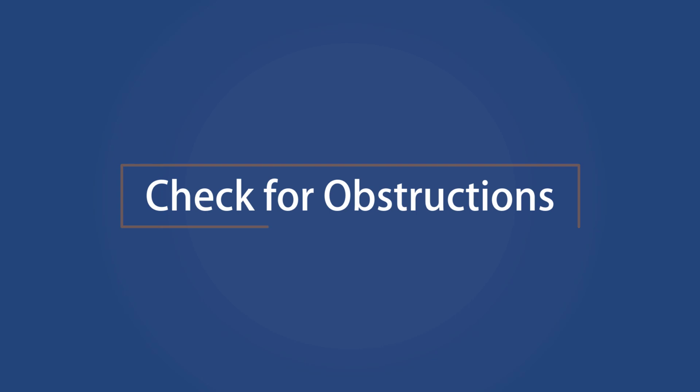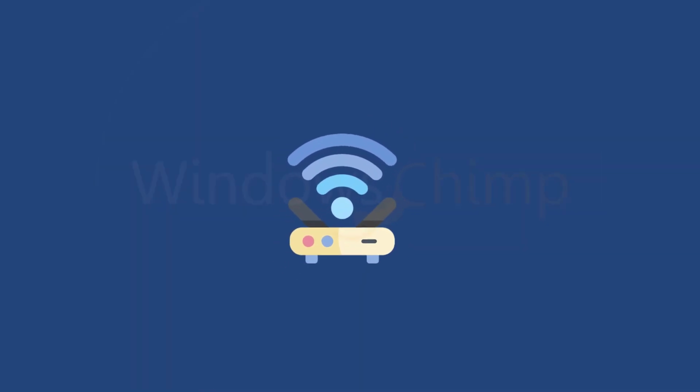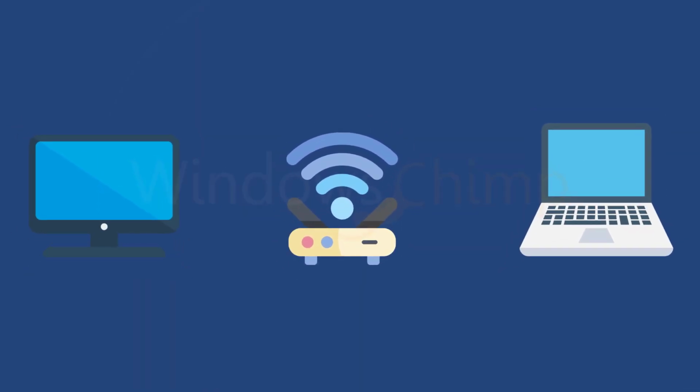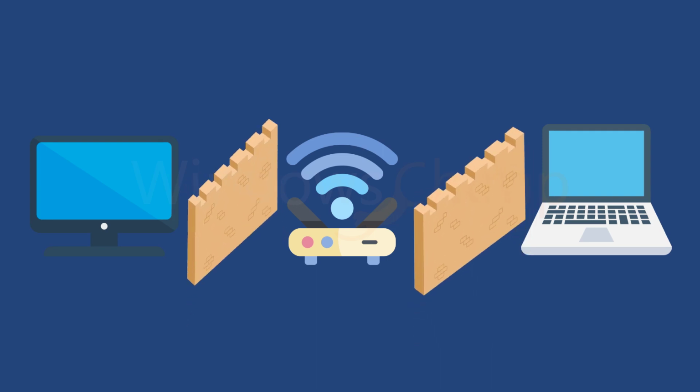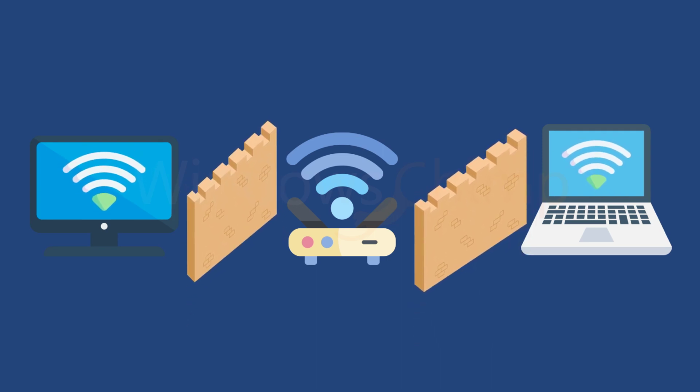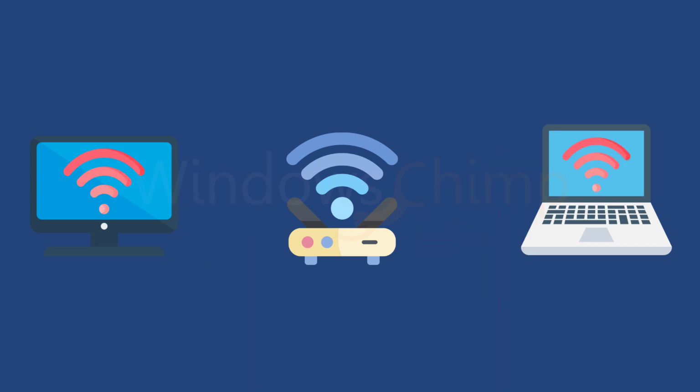Check for obstructions. Physical obstructions can also interfere with a signal or cause signal dropouts. If this is the case, then you need to check for any objects that could be blocking the connection and move them away from your device. For example, if your computer is too far away from the TV or projector, then you may need to move it closer in order for the connection to work.